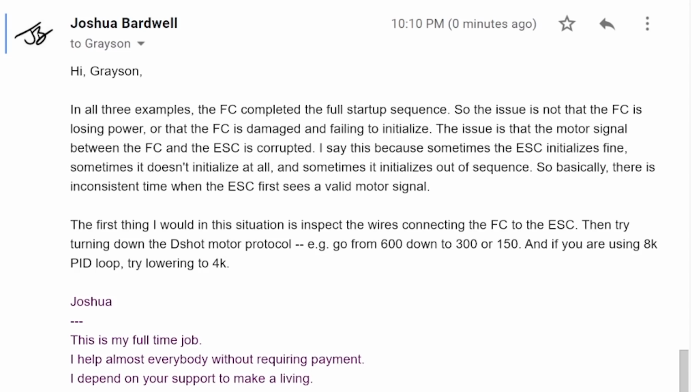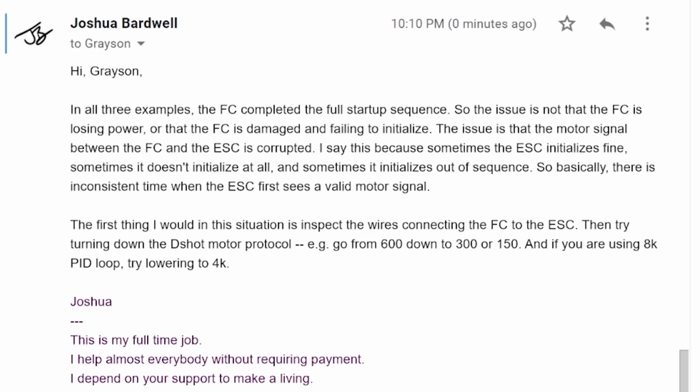In all three examples, the flight controller completed the full startup sequence. So the issue is not that the flight controller is losing power or that the flight controller is damaged and failing to initialize. The issue is that the motor signal between the flight controller and the ESC is getting messed up somehow. Sometimes the ESC initializes fine, sometimes it doesn't initialize at all, and sometimes the ESCs initialize out of sequence. So there's an inconsistent time when each ESC first sees a valid motor signal.